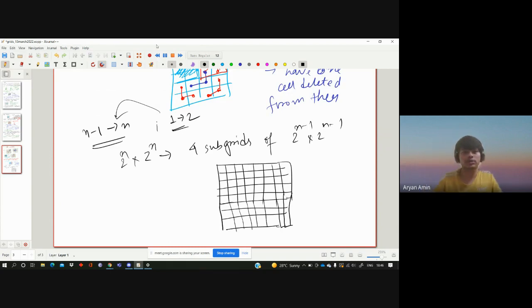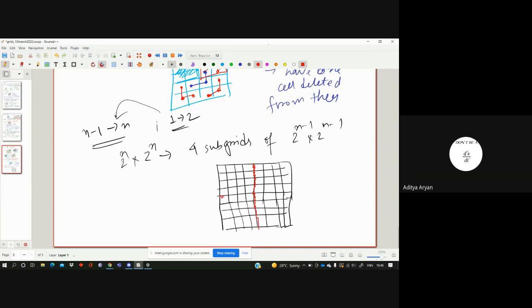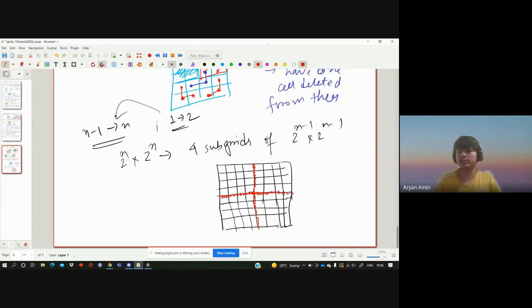Okay, so look at this, basically. Look at these boundaries. We can have 4 grids of 4 cross 4. So this was an 8 cross 8. You can divide the 8 cross 8 into 4 cross 4 grids, right? So similarly, you can divide a 2 power n cross 2 power n into 4 grids of 2 power n minus 1 cross 2 power n minus 1.